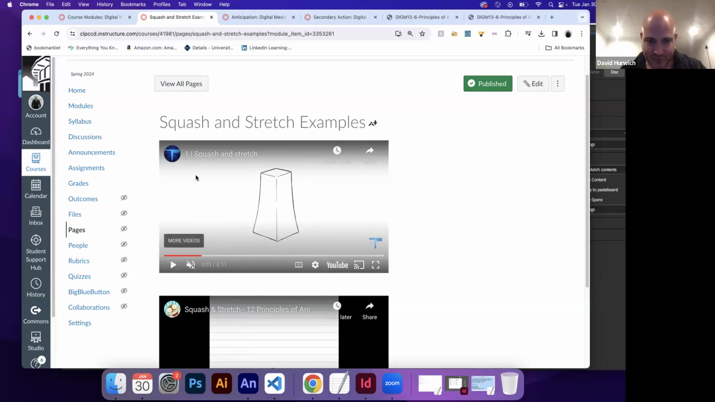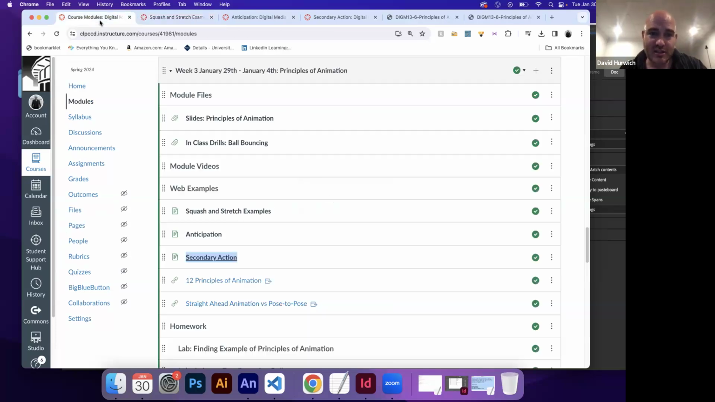So once again, let's watch this ball bounce here. So stretch, squash, stretch, squash, stretch, and then through, squash, and then, yeah. Okay. So that's squash and stretch.